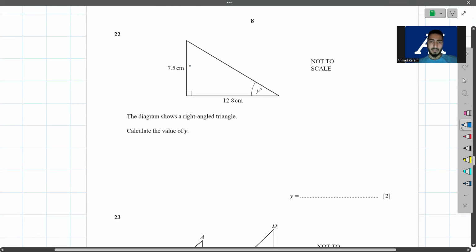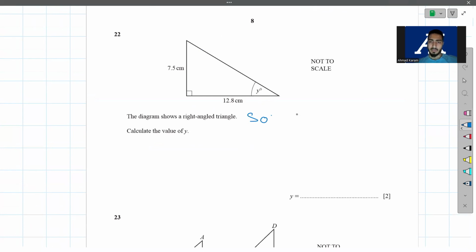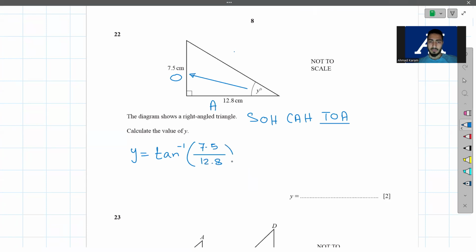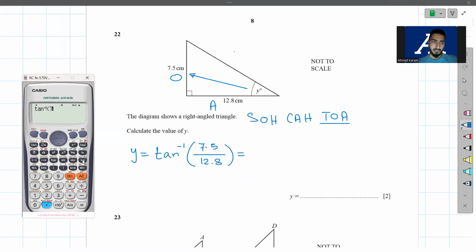The diagram shows a right angle triangle. We need to get an angle here. So this is trigonometry using SOHCAHTOA. First step, I need to label the sides. This is the opposite. This is hypotenuse, so this is the adjacent, opposite and adjacent. So we need to use tan. So angle y equals tan inverse of opposite over adjacent, which is equal shift tan 7.5 over 12.8, 30.36 or 30.4 to one decimal place.